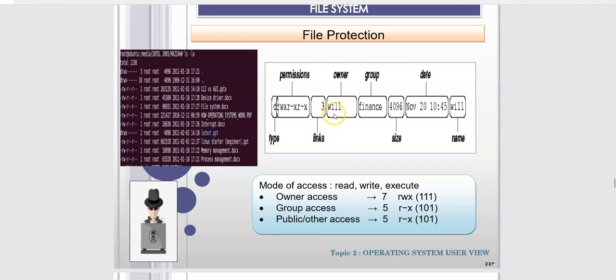These are the links. Will is the owner of the file, it can be your own name. These are the group, finance, and these are the size of the file, the date created, and the file name. So in this case, file system is the name. And then these are the permissions. In the permission, D represents the directory, R represents read access, W write access, X is the execute access, R is read access, and so forth.